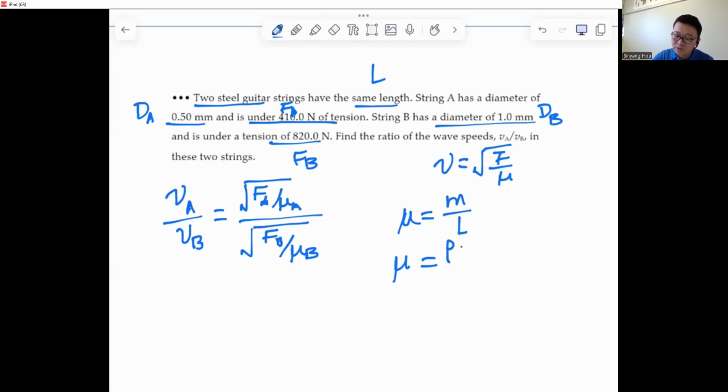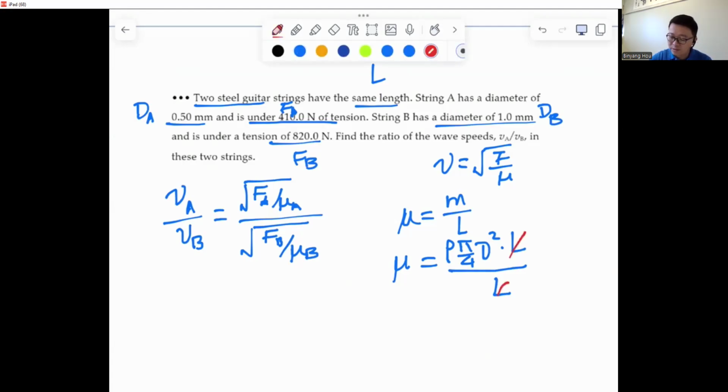Volume is equal to cross-sectional area times L. Cross-sectional area, if we look at the equation for that, is pi over 4 and diameter squared, times L, and then divided by L. So it's rho times V divided by L. You can see that L and L will cancel. So mu then is a function of the density and diameter squared, with a constant number.